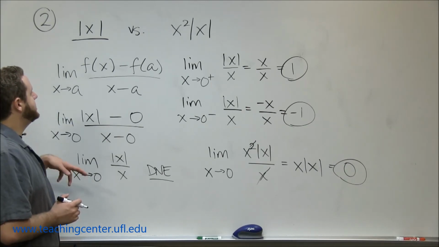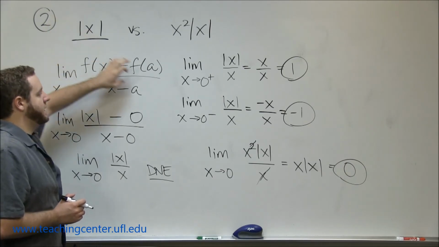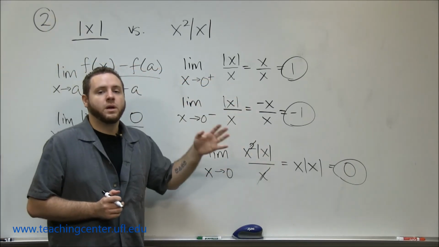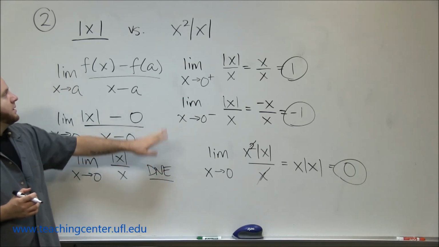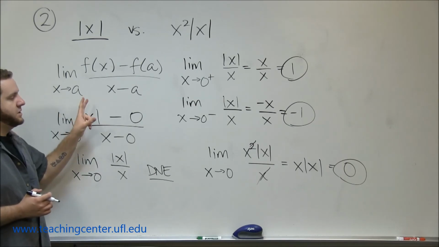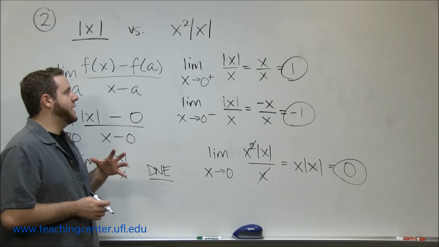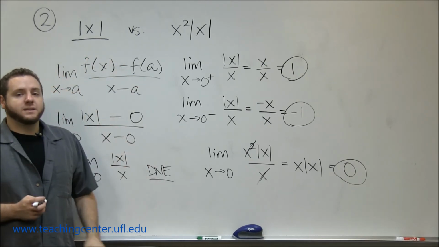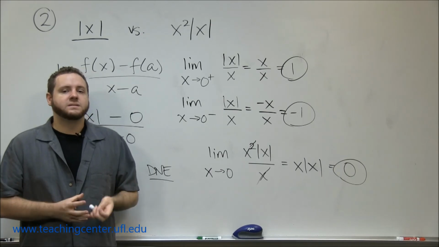So by the limit definition, using x approaches 0, for absolute value of x, we get an indeterminate form, and when we do the left and right, they are different, and we get does not exist. For x squared times absolute value of x, when we use the limit definition, we get a simple limit that we can evaluate. It does exist, so that's how you know that absolute value of x is not differentiable at 0, but x squared times absolute value of x is differentiable at 0.